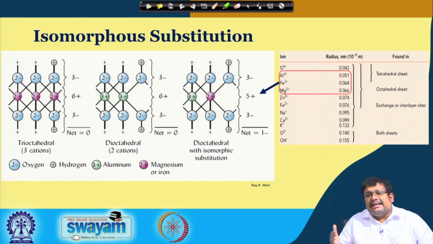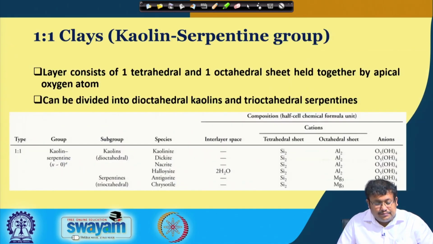The sand and silt are not reactive because they are electroneutral. However, due to the presence of this type of negative charge on the surface, the clay minerals are highly reactive. So, let us start with discussing different types of clay minerals. Let us start with the 1:1 type of clay, which is called the kaolinite and serpentine group.